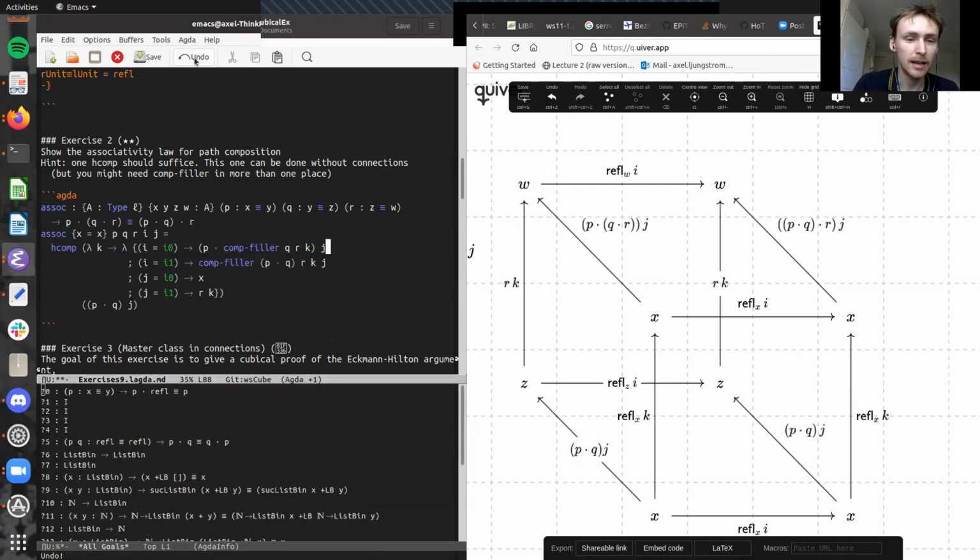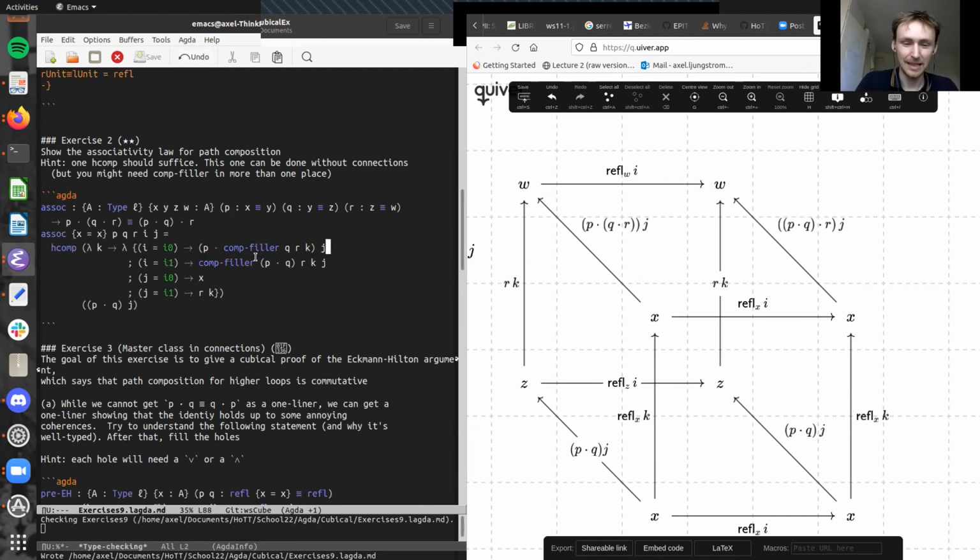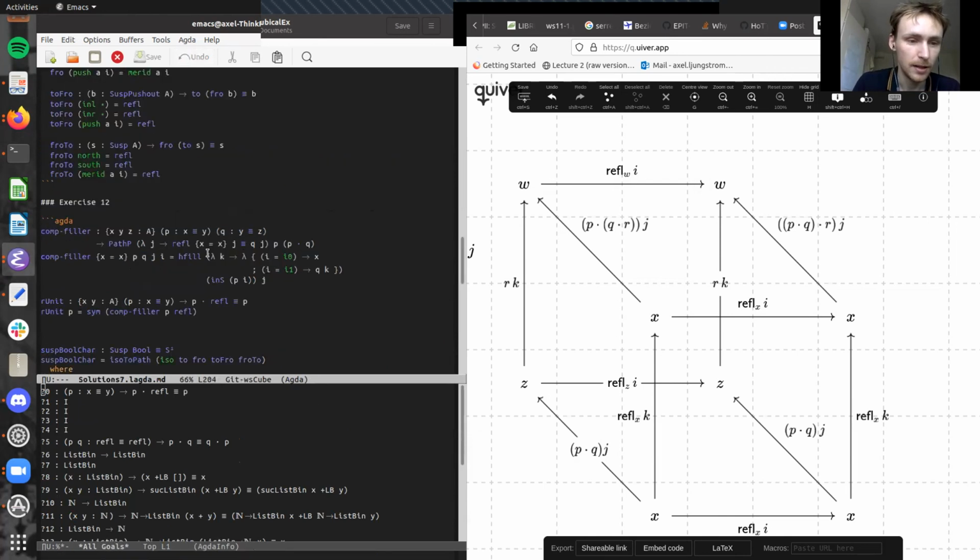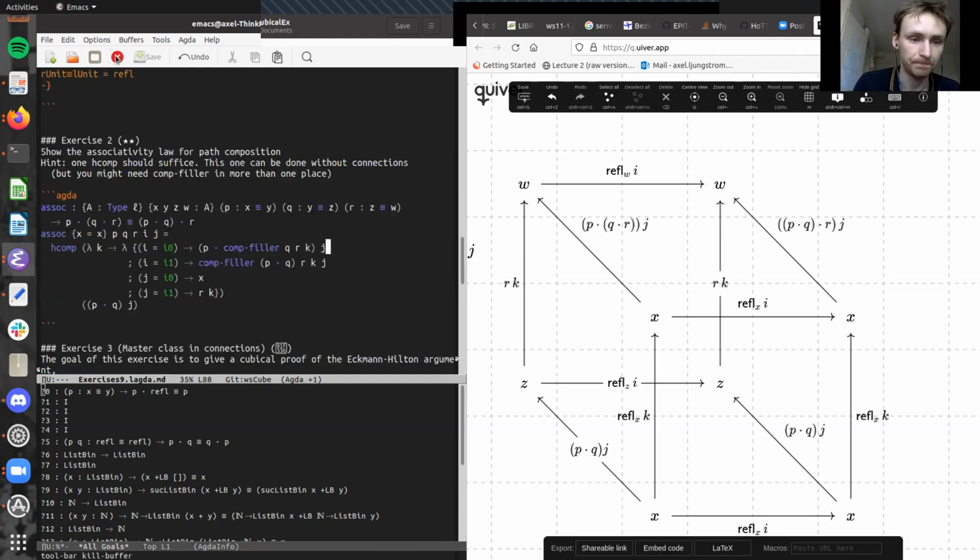Yeah. So what is going on there? So to my understanding at least, let's look at the definition of comp filler. So it's an H fill. Whenever you have an H fill there, Cubical Agda will detect that and will automatically use this H filler. So the issue here is that this, for example, is not defined by an H fill.